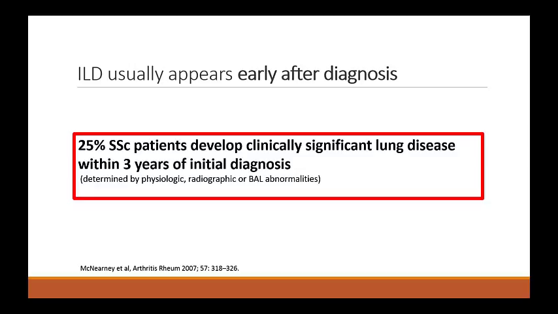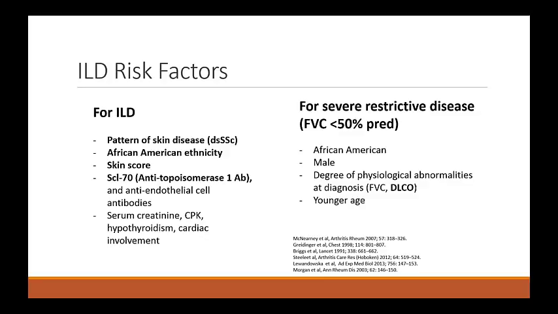So the next important point to emphasize here is that while ILD is very common, it's more likely to be present early on in the disease. And so up to 25% of patients develop clinically significant disease within the first 3 years after diagnosis of scleroderma. And we're talking about systemic scleroderma here. And these are the risk factors. So we've touched on a few of these. Pattern of disease, specifically the diffuse form, is going to be favoring ILD, being African American, skin scores, and then your antibody, which again goes with your diffuse form of disease.